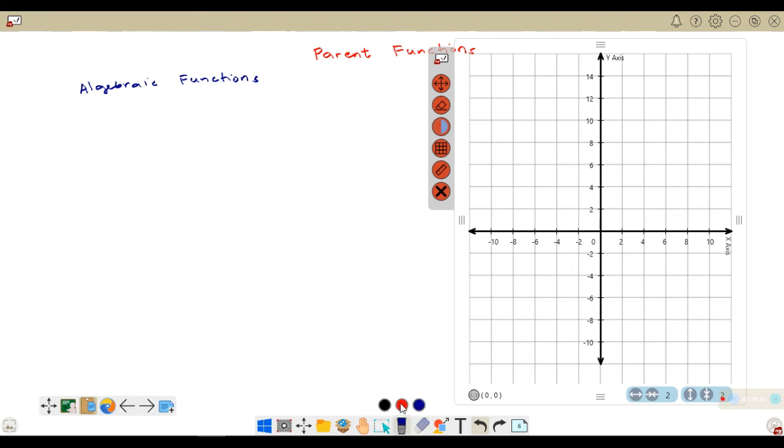So, pagdating kay cube root function, the parent function is f of x is equal to the cube root of x. So, pakita na lang din natin dito yung graph. So, parang ganito yung magiging itsura niya.